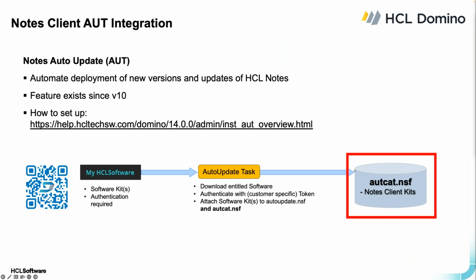And I'm sure as a long-term Domino customer, you know that Nodes client updates can be managed through a feature called AUT, the Nodes Auto Update feature. This feature exists in the product, I think, at least since version 10. So you can already use that. Technically, that is another database on your server in which you have to attach the Nodes client installation kits.